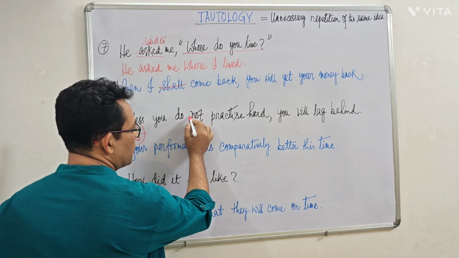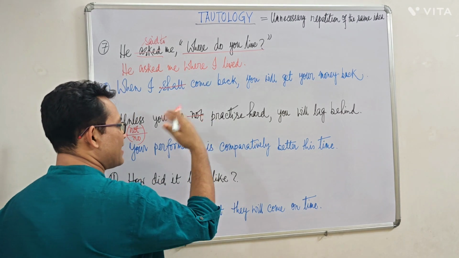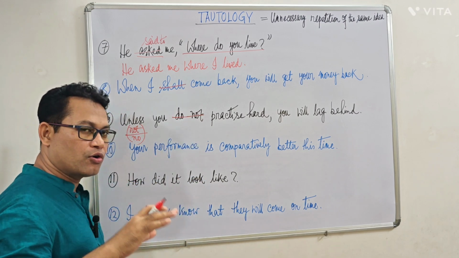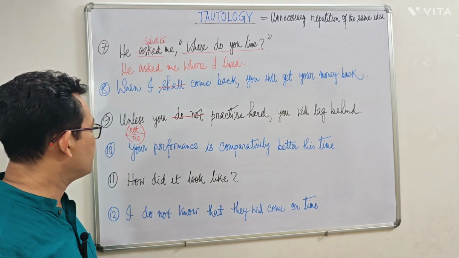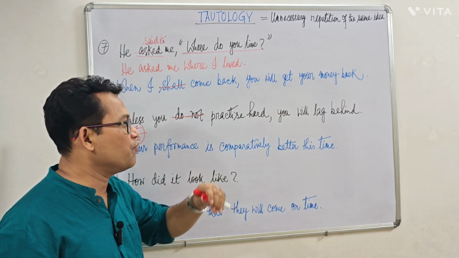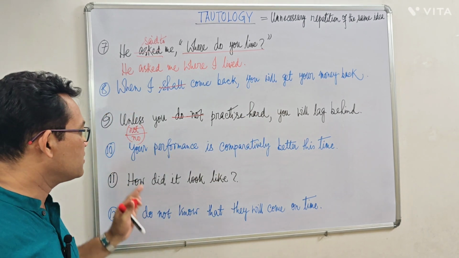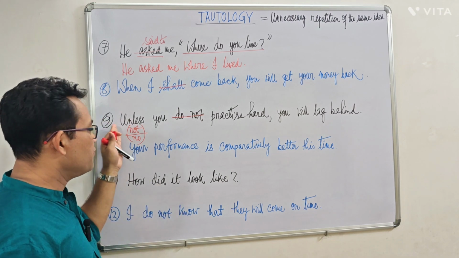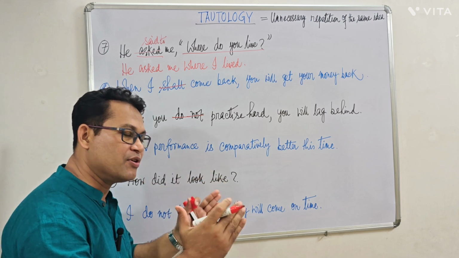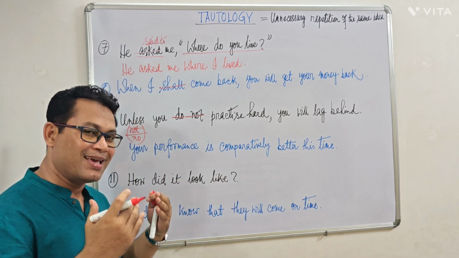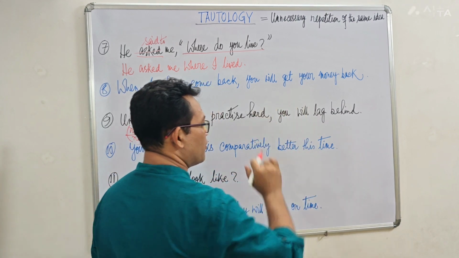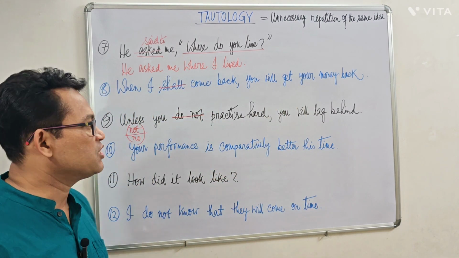So this not will be off since it came along with the auxiliary verb do. Do should also be dropped. So the correct version is: unless you practice hard, comma, you will lag behind. That means remember blindly that if you begin your sentence with the conjunction unless, never ever have your subordinate clause beginning with unless in negative version. Keep it in affirmative and accordingly set your principal clause.